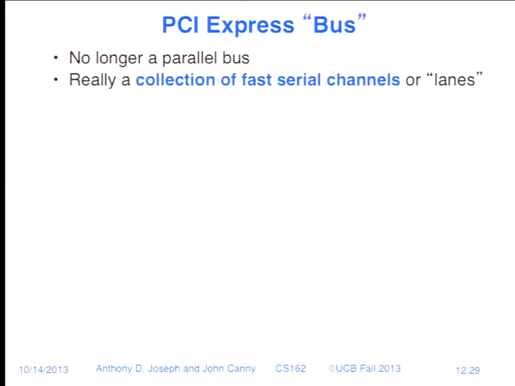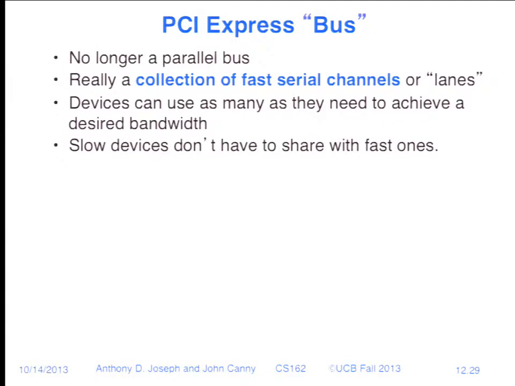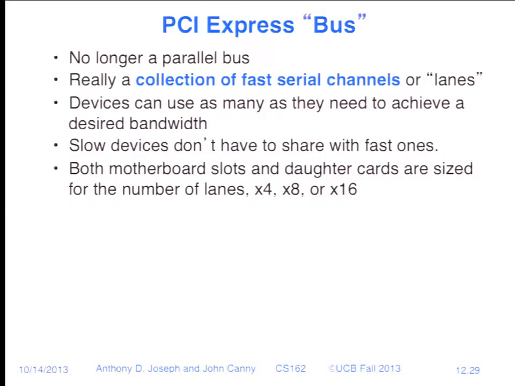So PCI Express is the latest version of the PCI interface, but it's actually not a parallel bus. It's a collection of serial channels or lanes. The lanes are the X part of the specification, as in X4, X8, X16. And the flexibility of the lane approach is that you can allocate more or fewer lanes to each specific device, and they can be dynamically shared. So slow devices are only going to consume, and perhaps even partially consume, one of the lanes. Faster devices can consume a lot more and actually maximize their efficiency.